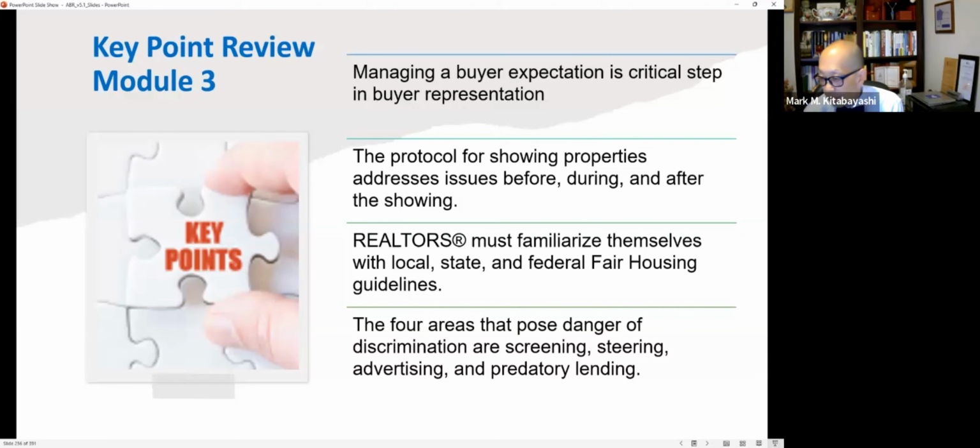The four areas that pose the danger of discrimination are screening, steering, advertising, and predatory lending. We didn't go over all these details, because I know from my study that there's no discrimination or fair housing law in Cambodia.